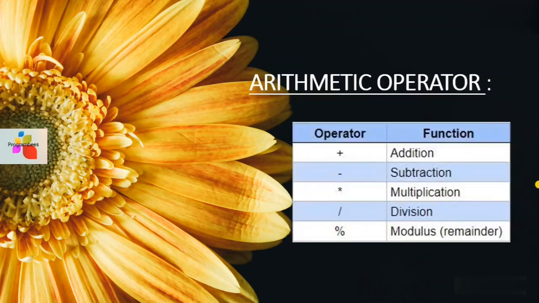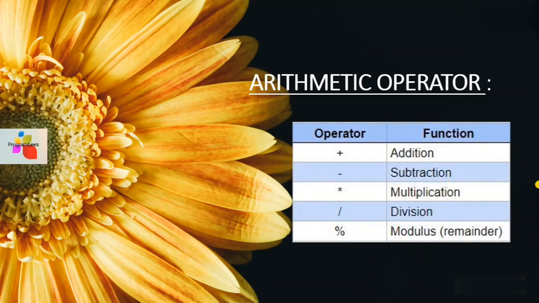So let's get started with the arithmetic operator, which is number 3 in the list. Basically, arithmetic operators perform the basic arithmetic operations, that is addition, subtraction, multiplication, division, and modulus or the remainder. These 5 operators are also known as binary arithmetic operators, because they take 2 operands or 2 variables to perform a certain operation or task.